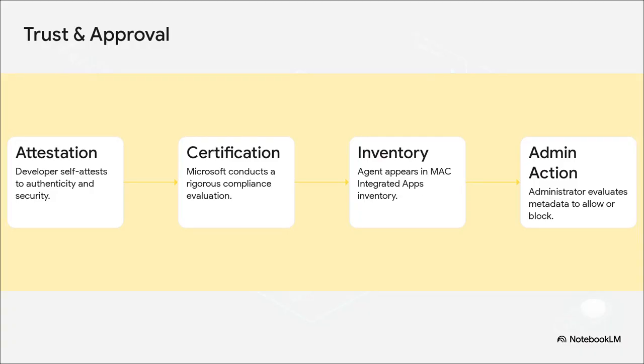What's genuinely fascinating here is the rigorous permission tree an agent has to actually survive just to get into your environment. Step 1 is publisher attestation, where the developer legally self-attests to their authenticity and security standards. Step 2 is Microsoft 365 certification, which is Microsoft's own intensive compliance and security evaluation. Step 3, the agent finally makes an appearance in your MAC Integrated Apps centralized inventory. And Step 4, you, the admin, evaluate that metadata and take the final action to allow or block it. So yeah, it is a highly controlled pipeline.